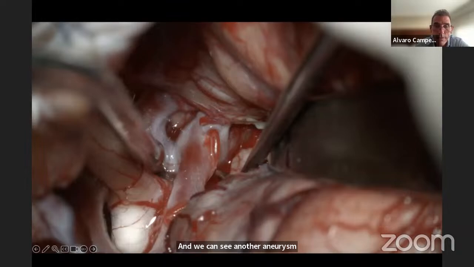So here we can see the left side pterional approach. This is the left optic nerve, left carotid, left A1, the recurrent artery, A2 here. This is the gyrus rectus, A2 contralateral, ACom artery, and here we have the aneurysm. So we use the junctional triangle between A1 and A2, and we put the clip with this view.